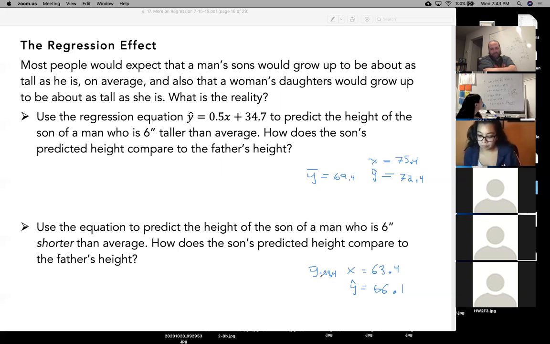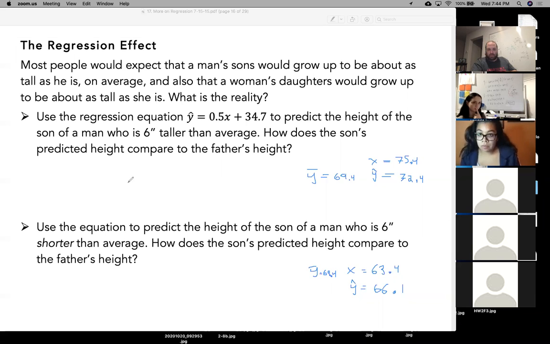What I was saying is you'll notice in both cases, when the father is taller than average or shorter than average, the son is predicted to be closer to the average than he was. When the father was taller, the son is shorter, but closer to the average. When the father was shorter, the son was taller and closer to the average. In both cases, the son's predicted value is closer to the average than the father was.